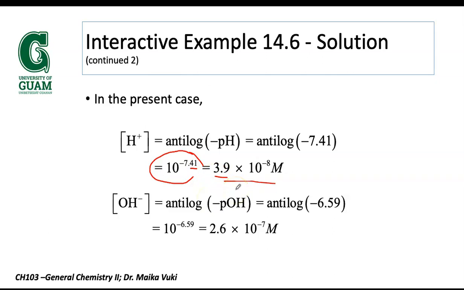All right. And then you can work out the same for the concentration of base, and that will give you the value.